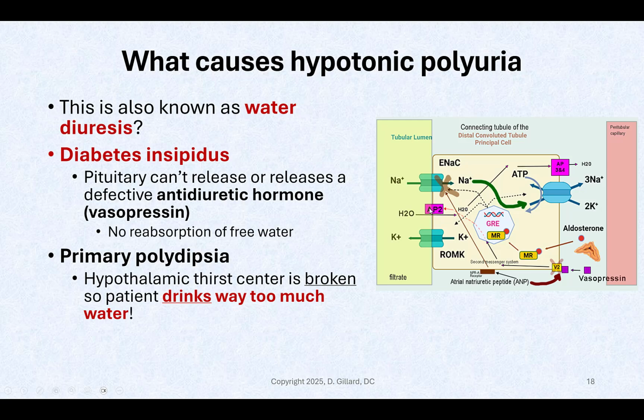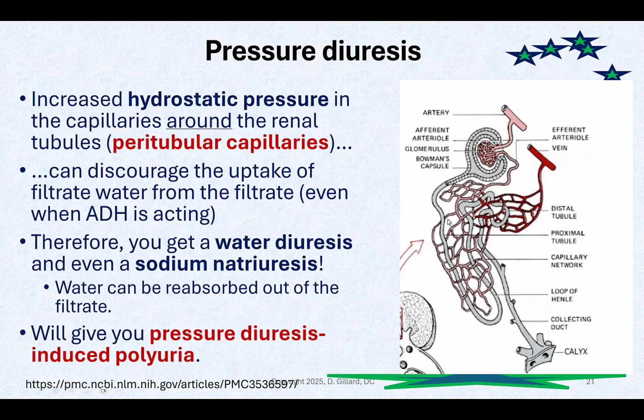Okay, so even if there's an aquaporin 2 channel and the water tries to go down it, it's not going to work because there's too much hydrostatic pressure pushing it this way. There's no oncotic sucking force here. It's all hydrostatic pressure. So therefore, it basically stops the influx of water because of a pressure gradient. See how that works? So therefore you get a water diuresis and even a sodium diuresis.